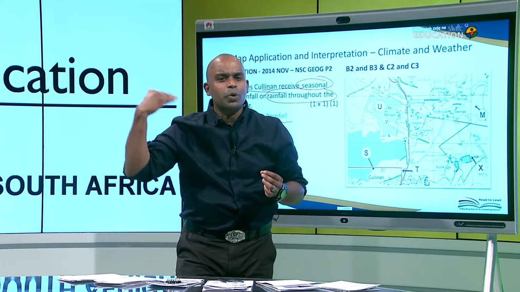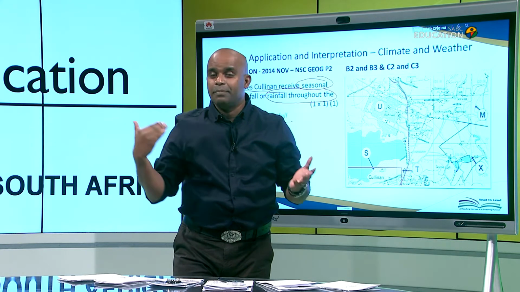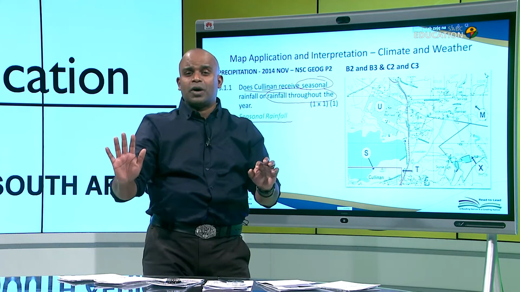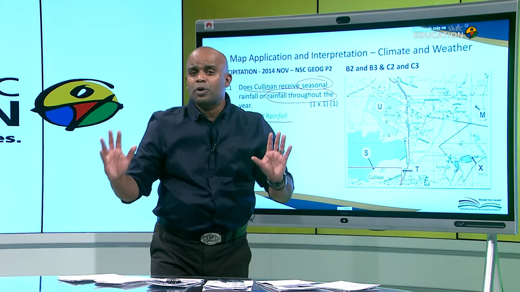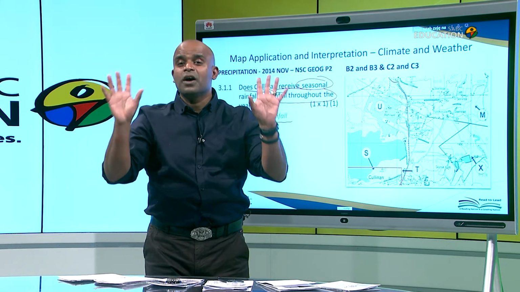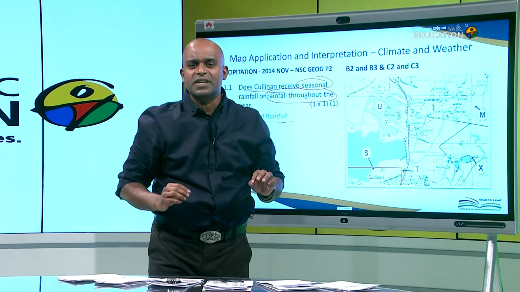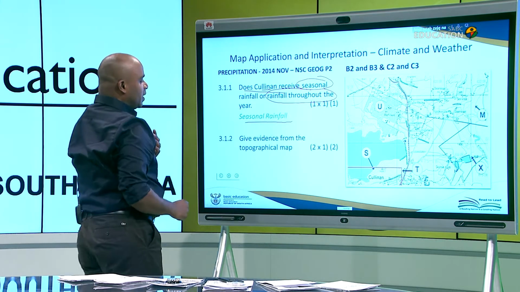So whenever you are asked a question on the type of rainfall, remember there are two types: either seasonal rainfall or rainfall throughout the year. And the evidence for seasonal rainfall on any topographic map that you will be exposed to is the presence of storage dams, non-perennial rivers, and so on. Let's look at the next question to become more familiar with it.